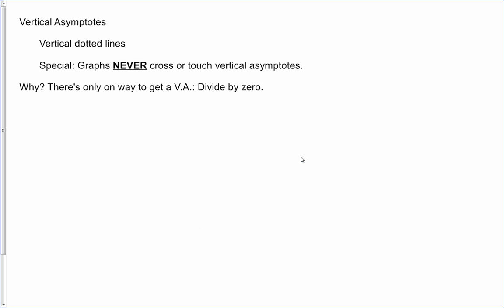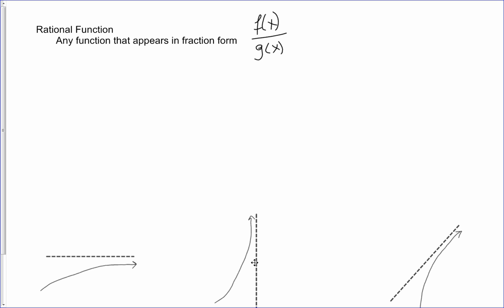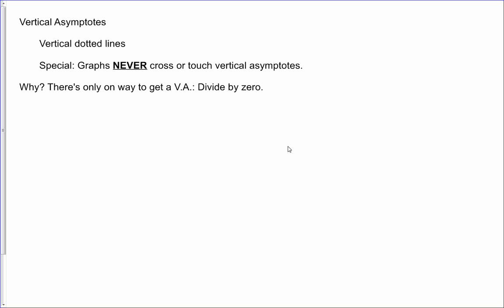Vertical asymptotes. They're usually represented with vertical dotted lines. If you go back to the first slide here, these dotted lines would represent the asymptotes. Now, something special about vertical asymptotes is graphs will never, ever cross or touch vertical asymptotes. Why? There's only one way to get a vertical asymptote, and that is to divide by 0.